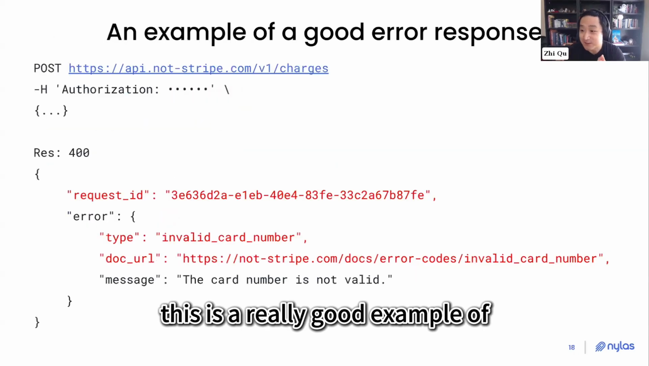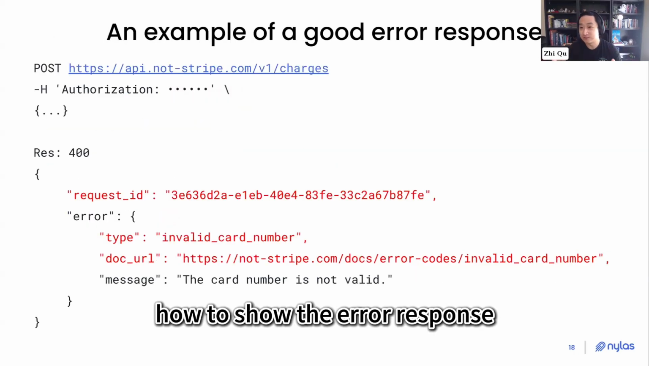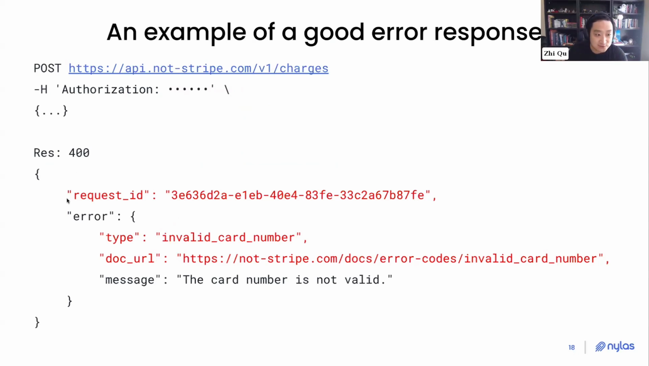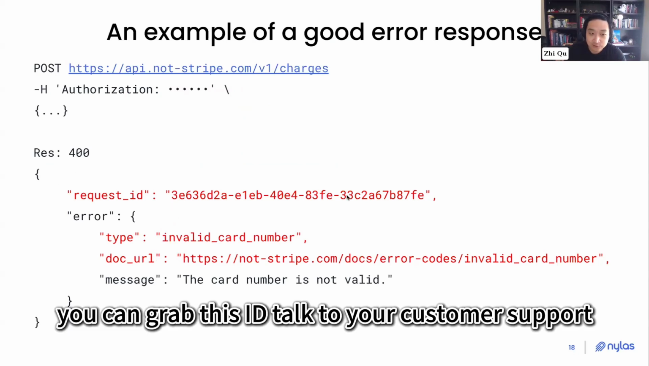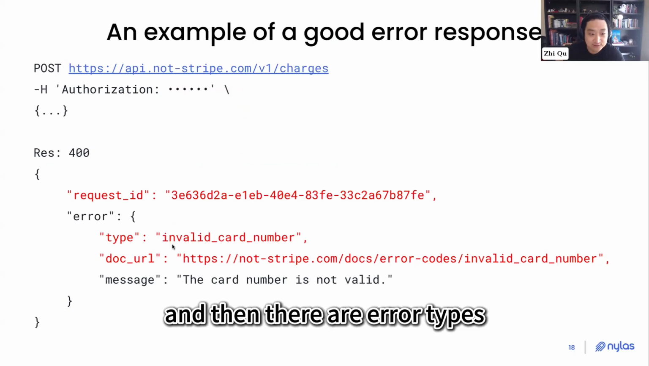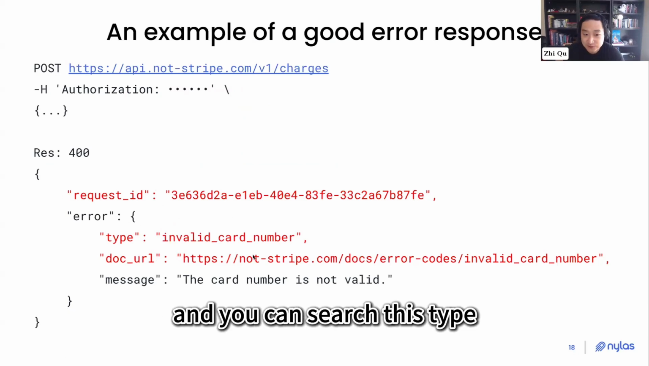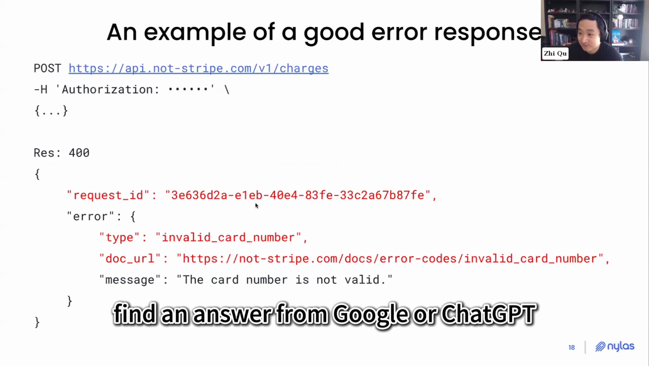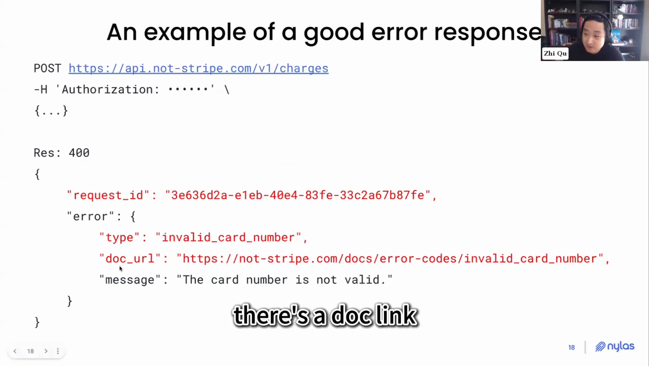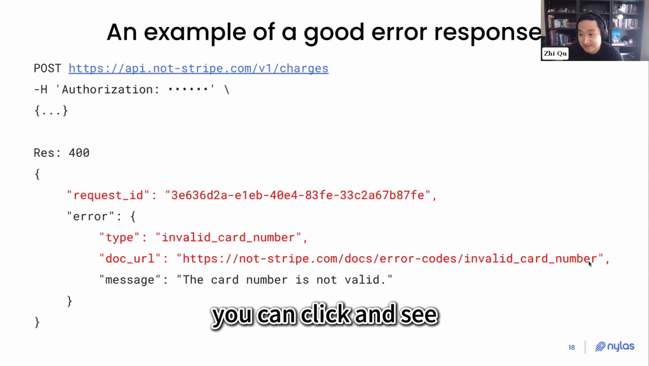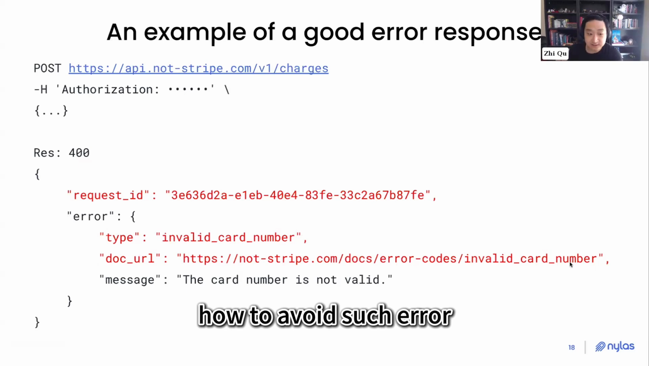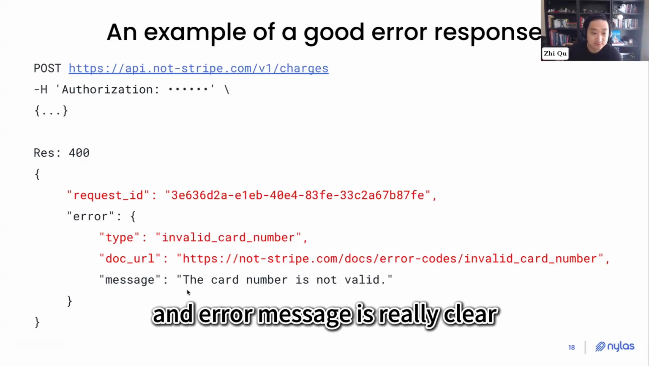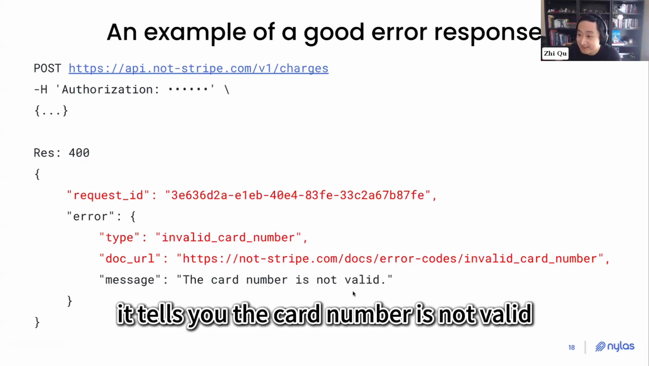This is a really good example of how to show the error response. In the response, there's a request ID. You can grab this ID, talk to the customer support. And then there are error types. And I can probably search this type and find an answer from Google or ChatGPT. There's a doc link. You can click and see how to avoid such an error. And the error message is really clear. It tells you the card number is not valid.